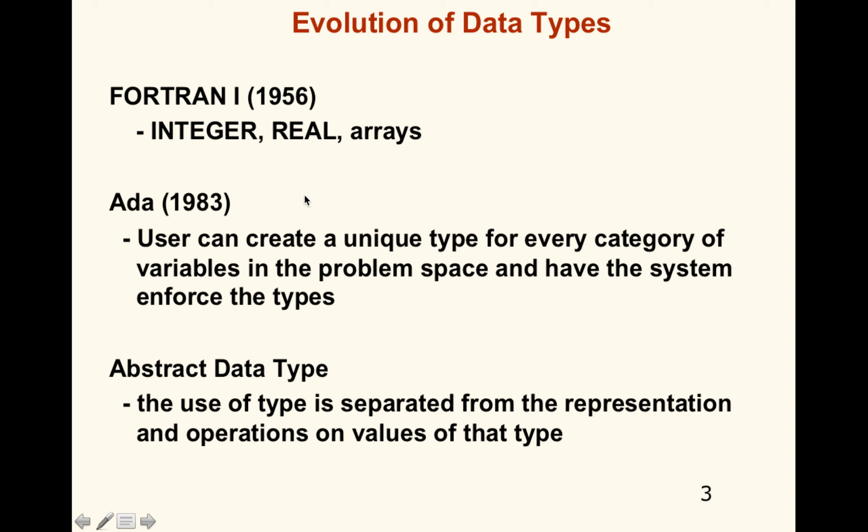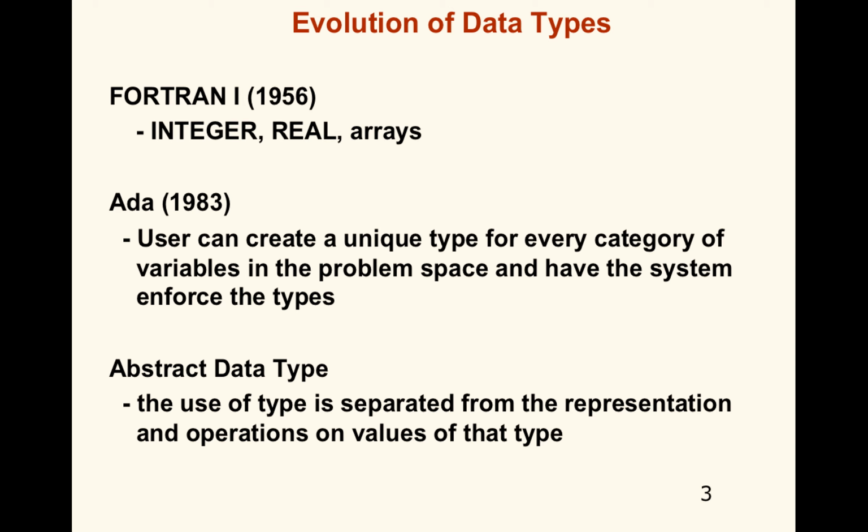Users could create a unique type for every category of variable in the problem space. They were able to create their own types. And then we have this concept of the abstract data type. A lot of people think that ADTs came around with object orientation. They really didn't. They actually came out of Ada, where the use of the type is separated from the representation and the operations on the values of that type.